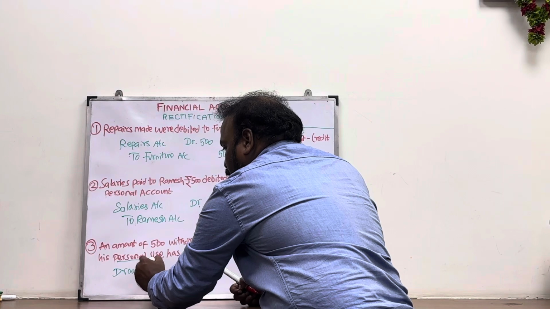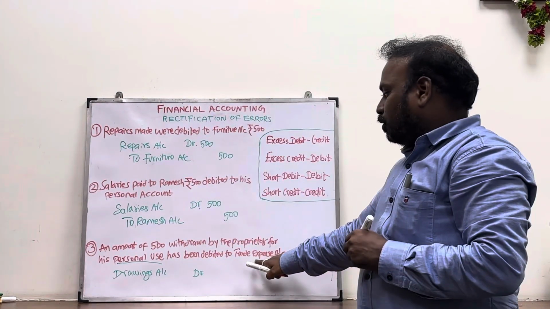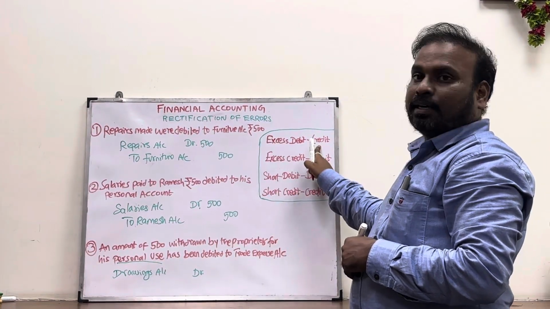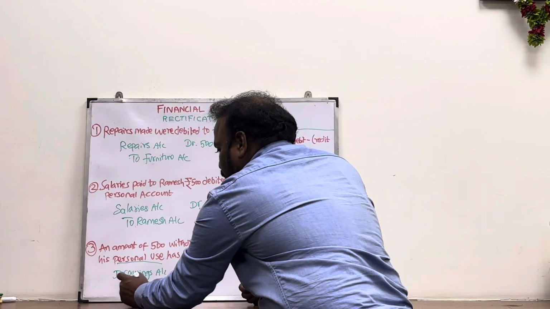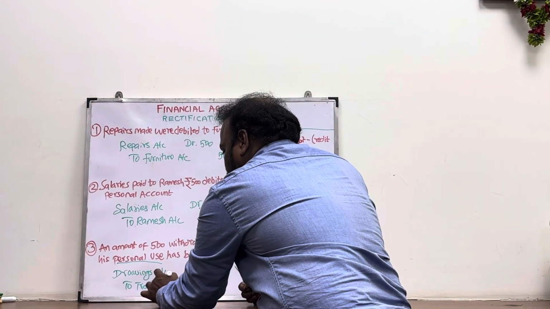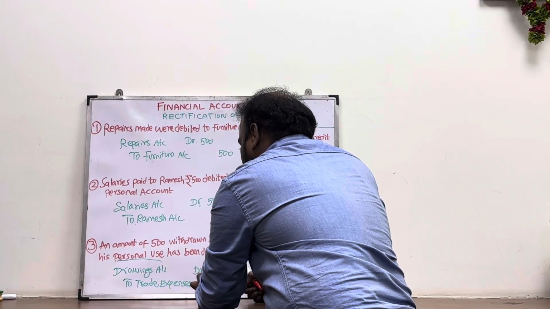And then they have wrongly debited the trade expenses account. So wrong debit means excess debit. Excess debit means we have to credit the concern account. So trade expenses account is to be credited. So the entry is drawings account to trade expenses account by 500.